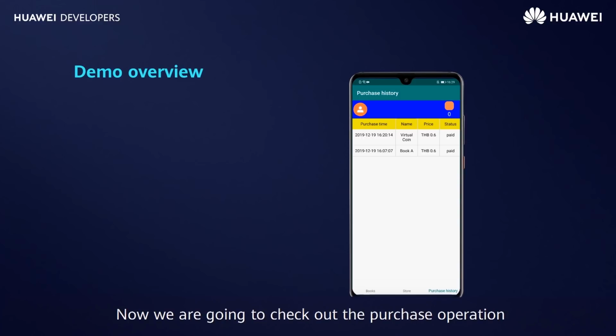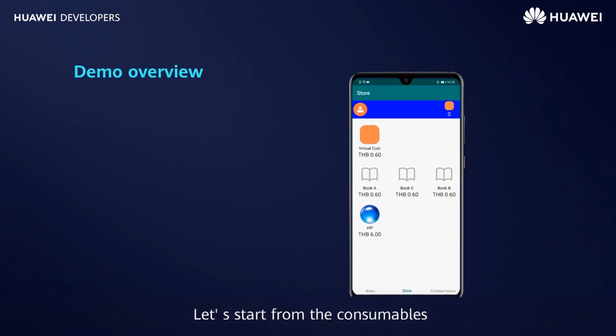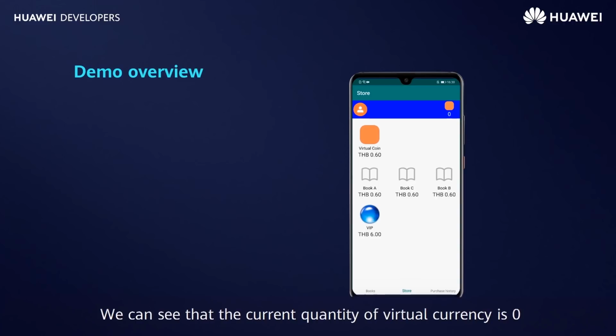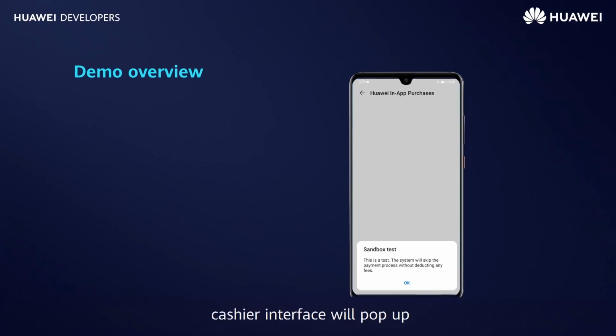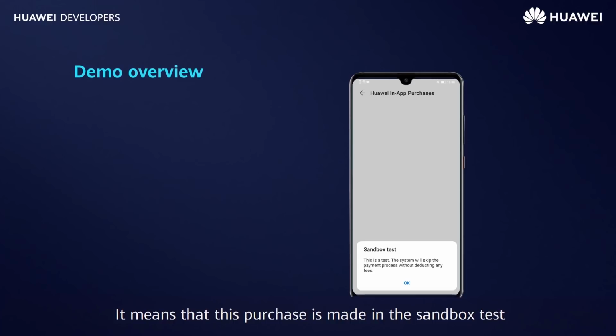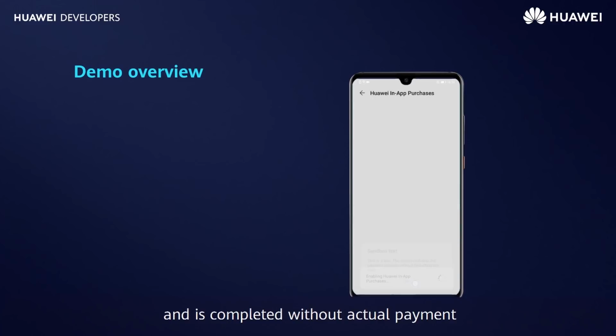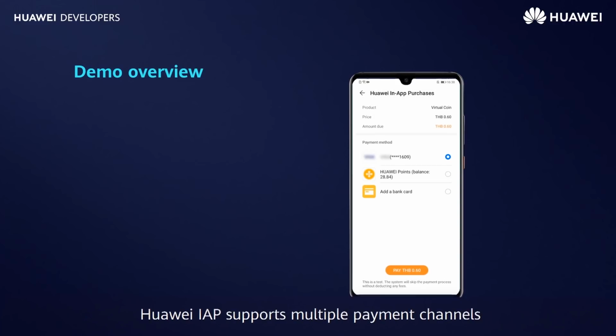Now we're going to check out the purchase operation. Let's start from consumables. We can see that the current quantity of virtual currency is 0. Click the product icon in Store for purchase, and the Huawei IAP cashier interface will pop up. And the sandbox test prompt has popped up as well. It means that this purchase is made in the sandbox test and is completed without actual payment. Huawei IAP supports multiple payment channels. We can choose Huawei Points payment here.